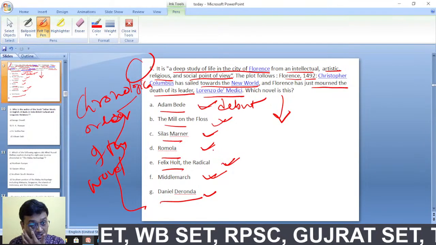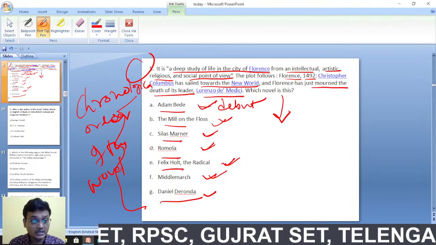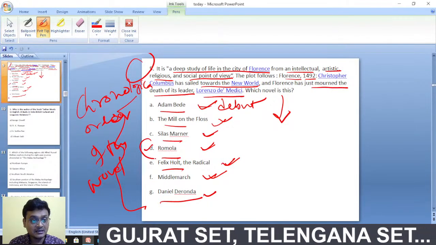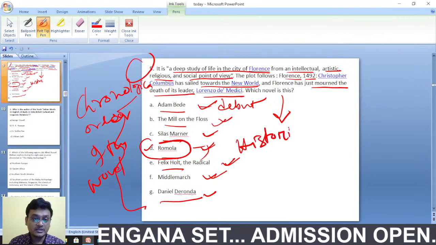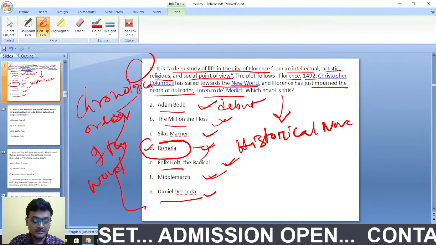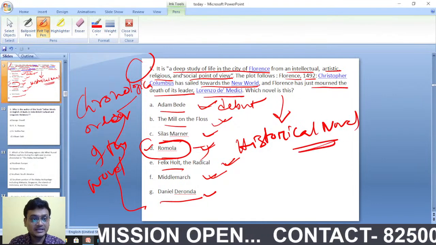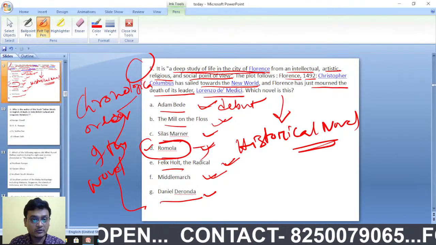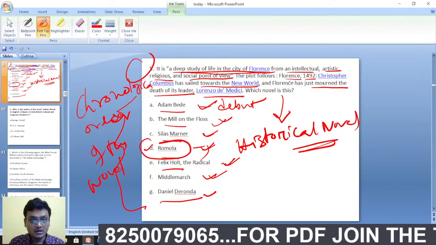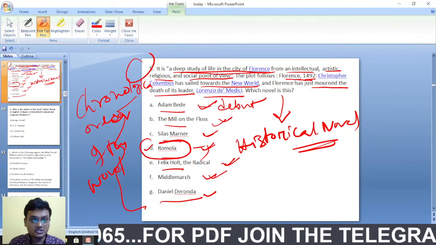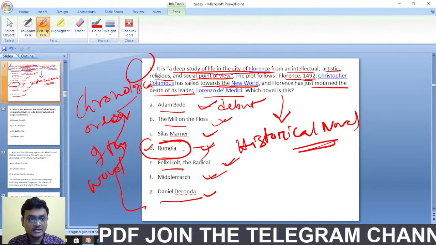Here the right answer is Romola. Romola is the historical novel. Romola is a deep study of life in the city of Florence from an intellectual, artistic, religious, and social point of view. The plot follows Florence in 1492. Christopher Columbus has sailed towards the New World. That's why it is Romola.